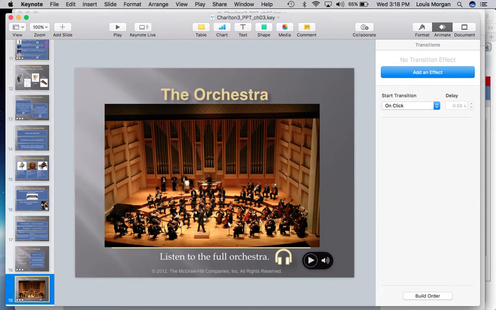So that is the end of chapter 3. Again, please make sure you read the additional information in your book before you take the test, as it does have a few more key pieces of information.